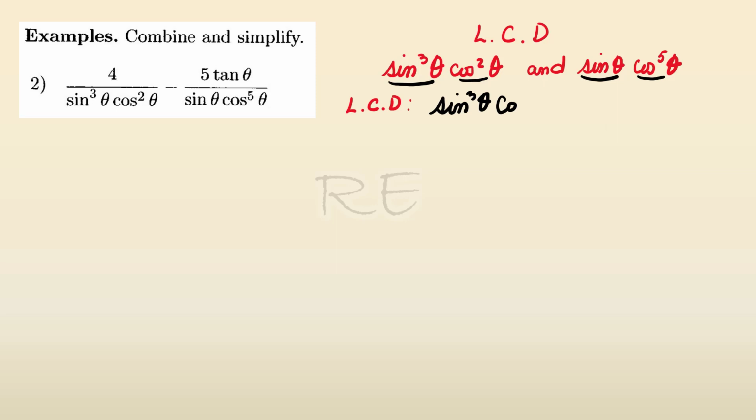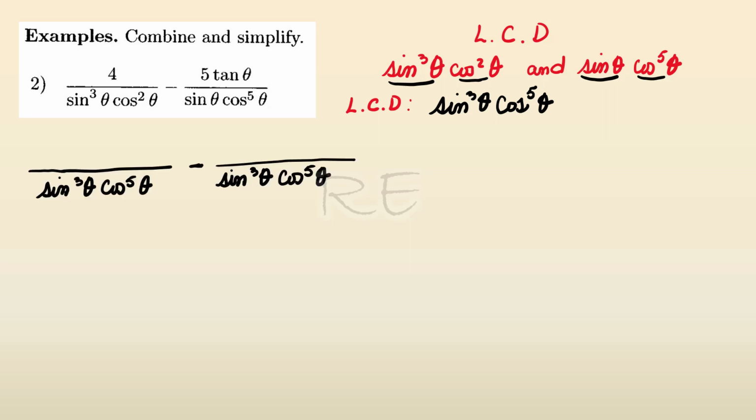Between cosine squared theta and cosine fifth theta, we're going to take cosine fifth theta. Cosine fifth theta is a multiple of cosine squared theta. It's cosine squared theta times cosine cubed theta. Now that we have our lowest common denominator, to create it here, we need to multiply by cosine cubed theta. So we're going to multiply by cosine cubed theta over cosine cubed theta.